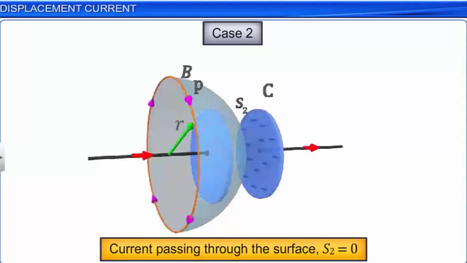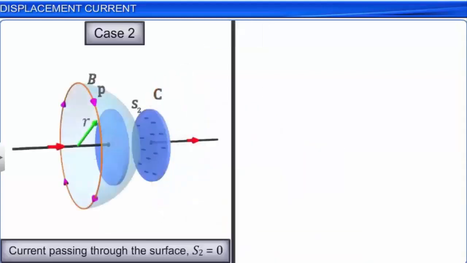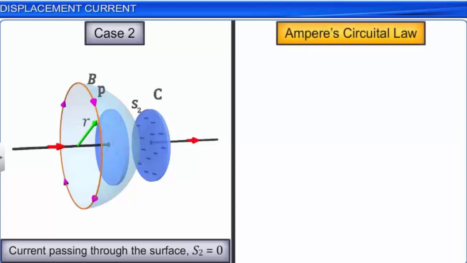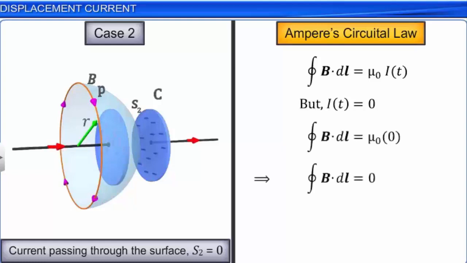From Ampere's circuital law, integral over the closed loop B dot dl is equal to mu naught IT. Since the current enclosed by the surface S2 is 0, integral over the closed loop B dot dl is equal to 0. Hence, the magnitude of the magnetic field at point P on the surface S2 is equal to 0.